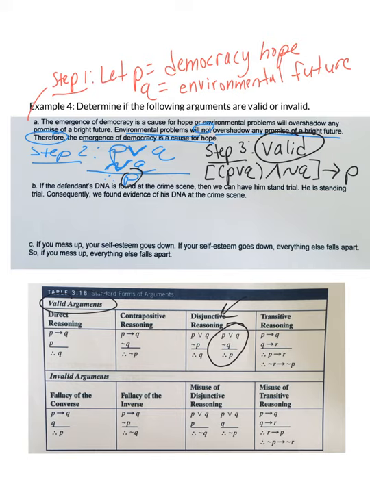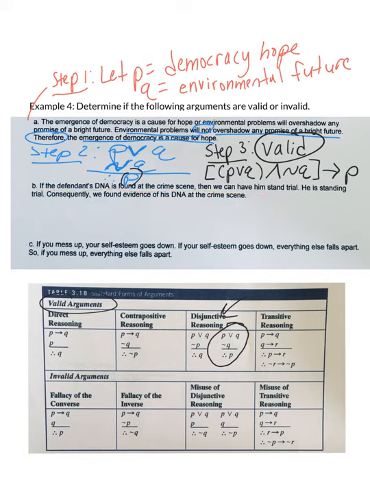Now let's try another problem. Same directions, valid or invalid. I'm looking at question B. Question B says, if the defendant's DNA is found at the crime scene, then we can have him stand trial. He is standing trial. Consequently, we found evidence of his DNA at the crime scene.